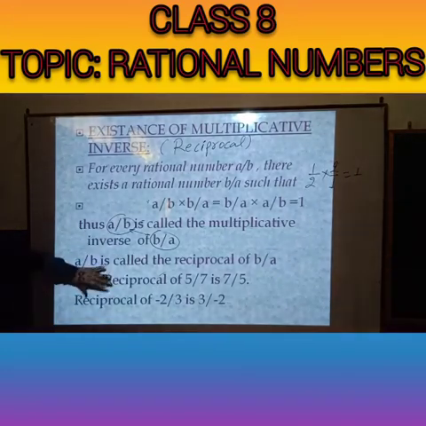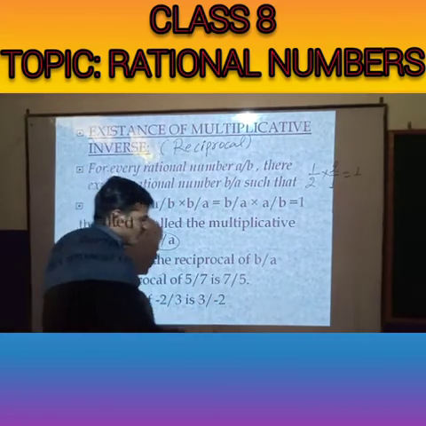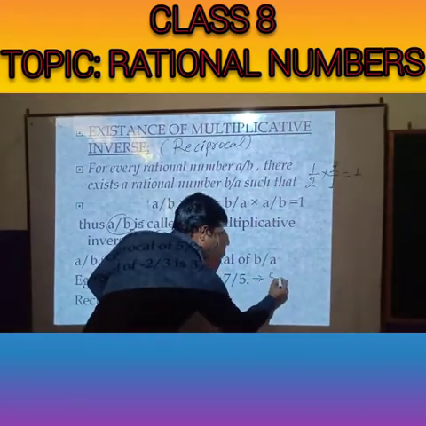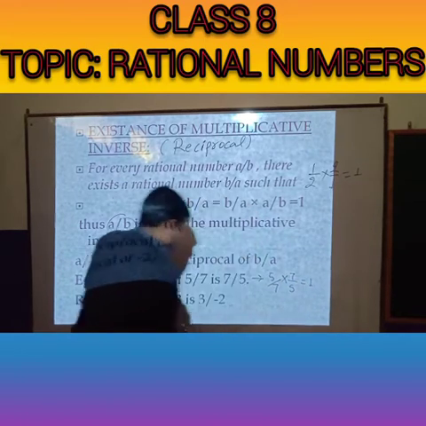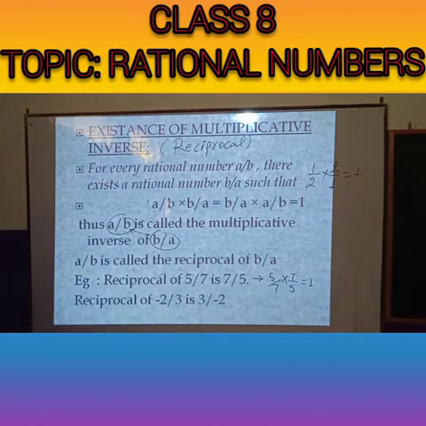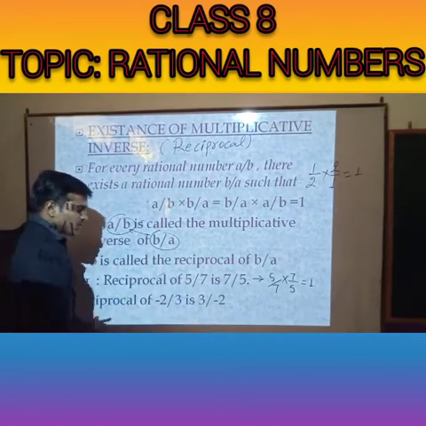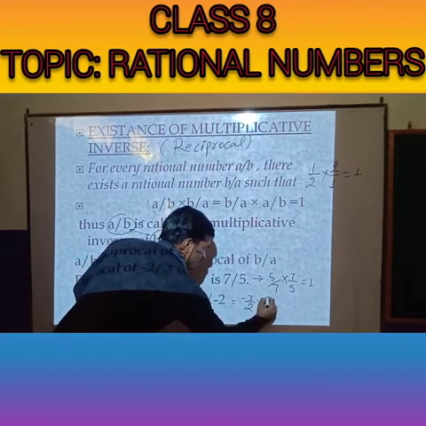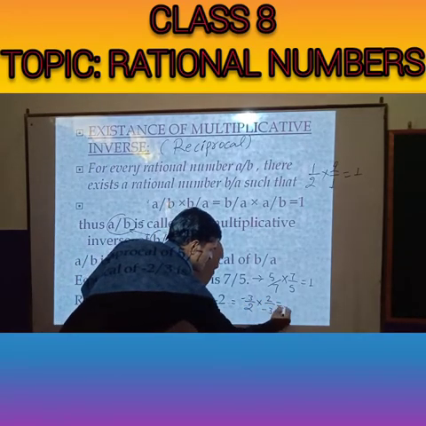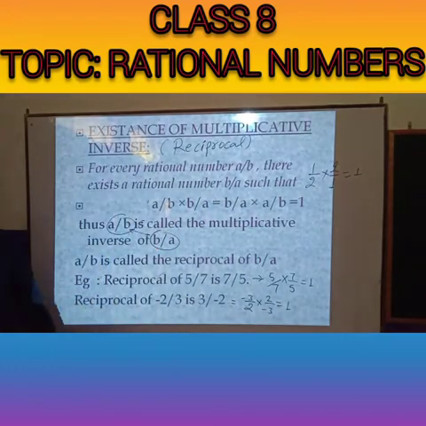For example, the reciprocal of 5 upon 7 is 7 upon 5. When we multiply them, we get 5 upon 7 multiplied by 7 upon 5 is equal to 1. Like that, the reciprocal of minus 2 upon 3 is 3 upon minus 2. Because its product is also 1. Minus 3 upon 2 into 2 upon minus 3 is equal to 1. That is why minus 3 upon 2 is called the reciprocal of 2 upon minus 3.